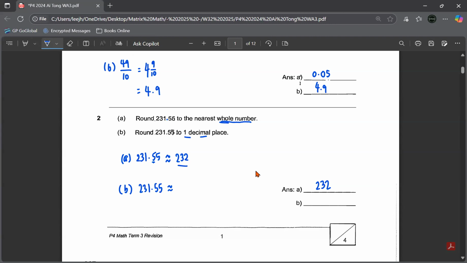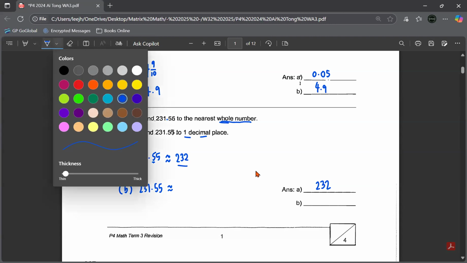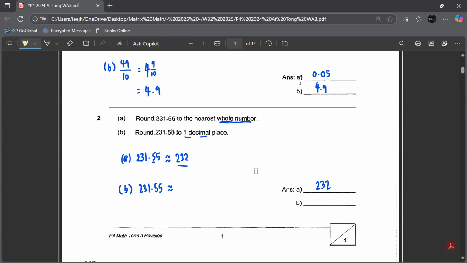So if I want to round to 1 decimal place, I need to look at the second decimal place to see if I need to round up or remain. So this is a 5. That means I can round 5 tenths up to 6 tenths. So it will be 231.6. So the answer is this. Remember to fill up your answer. Okay.